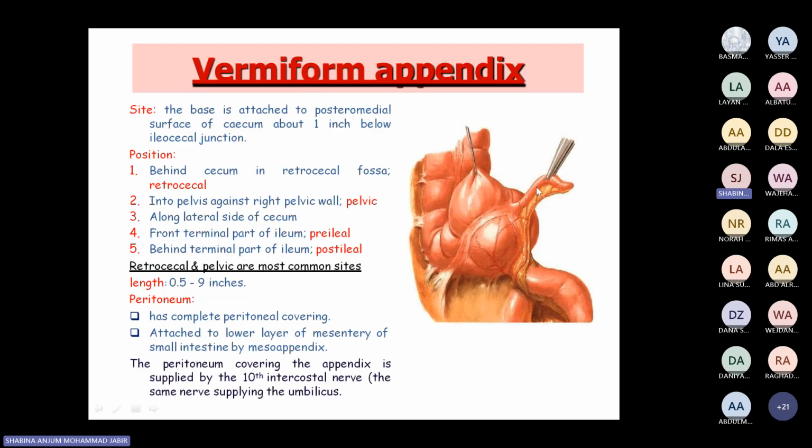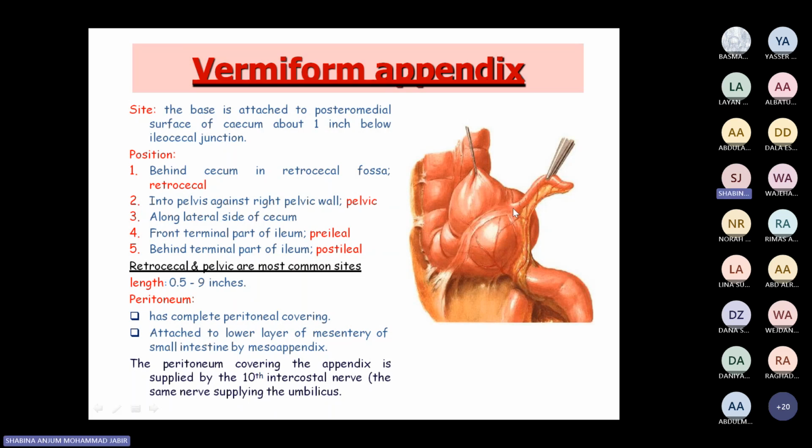Now we have the next organ, that is the vermiform appendix. We will see that this is a very small vestigial organ which has no function, right? But this is one of the very notorious organs, responsible for acute abdomen or acute abdominal pain. Appendicitis is one of the commonest causes of acute abdominal pain. So what is the exact anatomical location? It is attached to the posteromedial surface of the cecum, 1 inch below the ileocecal junction.